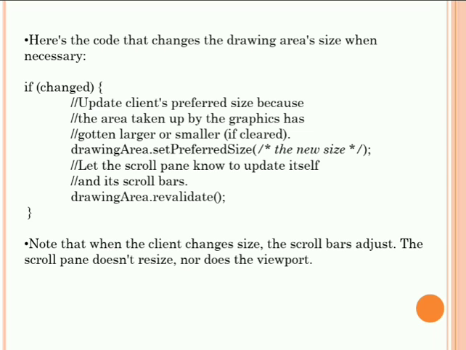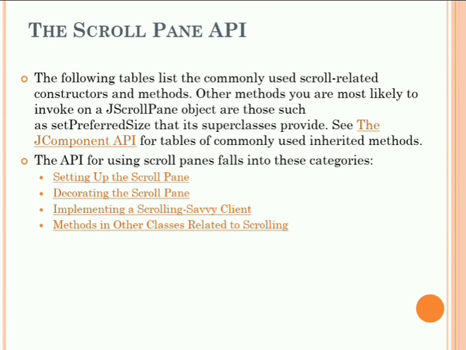How we can change the size of the scroll pane, that also we have seen. Now let us see the scroll pane API. The following table lists the commonly used scroll related constructors and methods. Other methods you are most likely to invoke on a JScrollPane object are those such as setPreferredSize, that its superclass provides. See the JComponent API for tables of commonly used inherited methods.